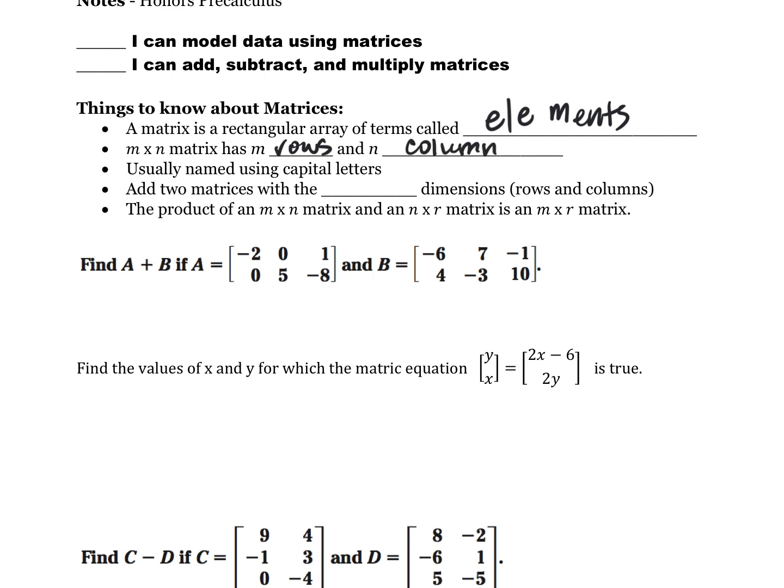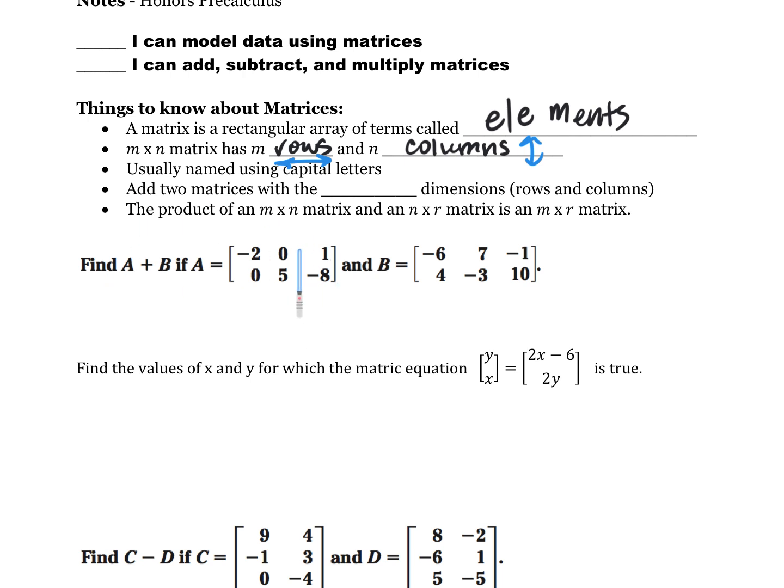And is row horizontal or vertical? Rows. We sit in rows. So you guys, rows are always horizontal. Columns are always vertical, okay? So we always talk rows, then columns every time. Matrices are usually named with capital letters.